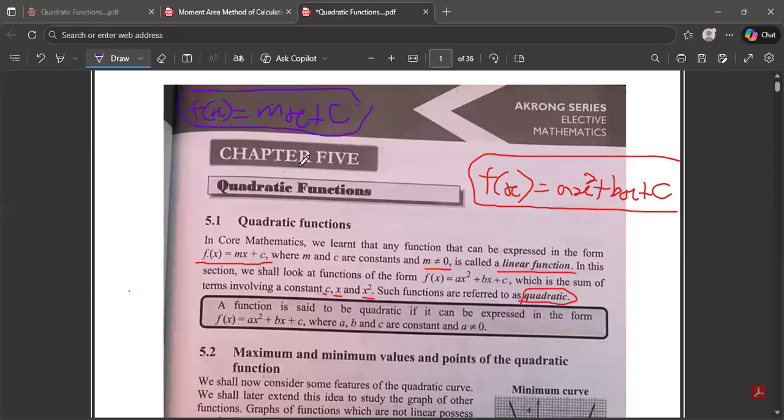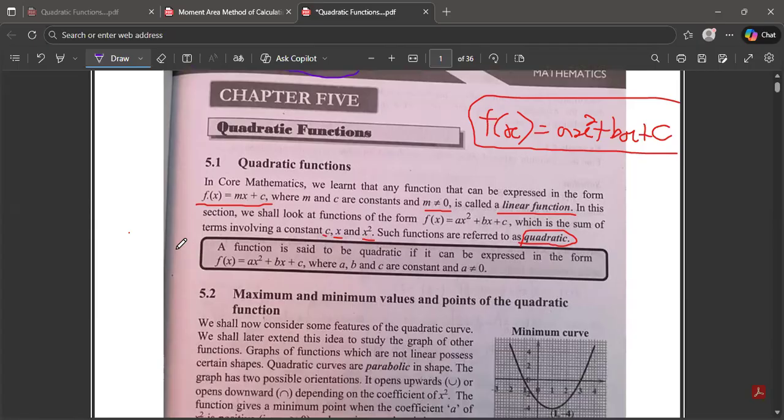So you can take your blue pen and write somewhere: write this and write linear function, and come and write this one too and write quadratic function, so that you know the difference between linear and quadratic function. Good.